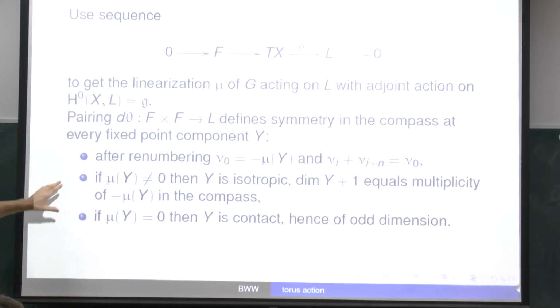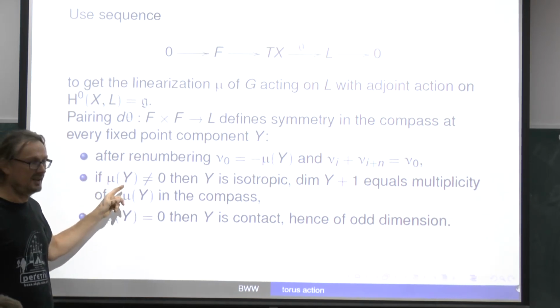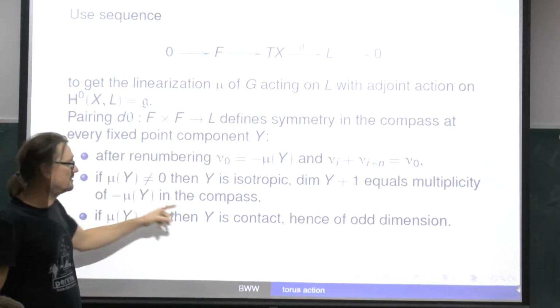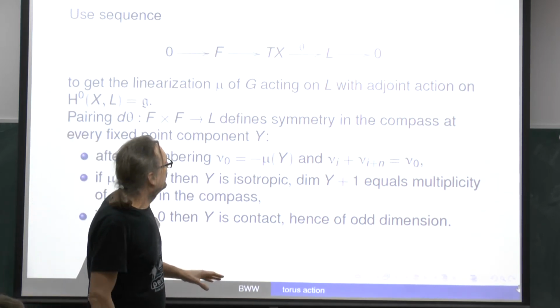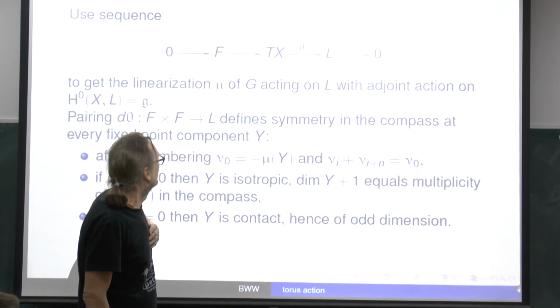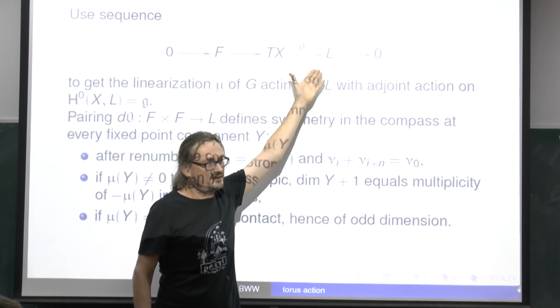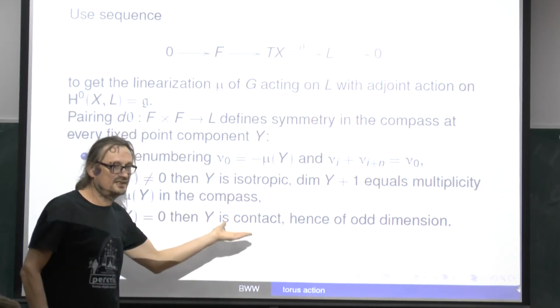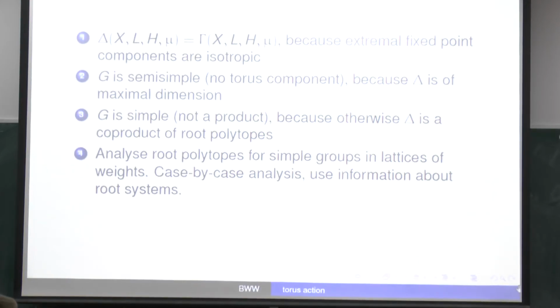Okay, and there are two corollaries. The first observation is, if I take the component and this linearization is non-zero, then this is isotropic, essentially because this pairing takes everything to something which is positive, right? And if it's zero, then this component actually is contact. If I restrict the contact form to this one, then it's just contact. Okay, now the sketch of the proof. I will put all the 4 points.